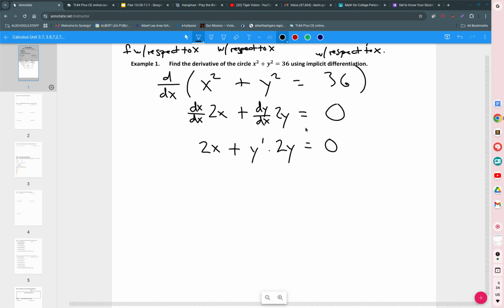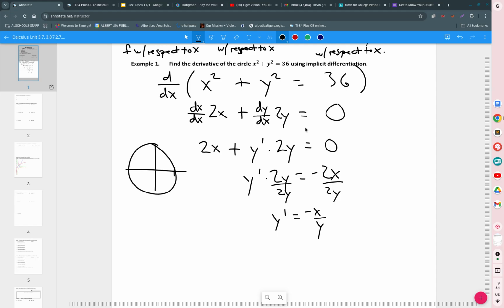Now, I solve for y prime. What would you do to solve for y prime? Yep, subtract my 2x and divide by my 2y. And there's our derivative. So, a couple things. You said it was a circle with a radius of 6. So if I draw it just like this, I've got 6, negative 6, and so on and so forth. If you want to know the slope right here, you plug in the coordinate 0, 6. What is the slope right up here?